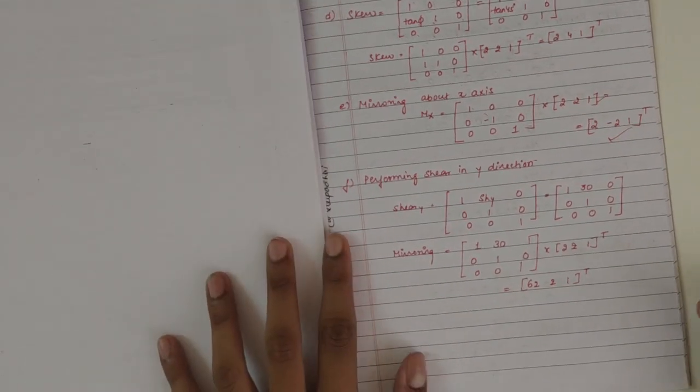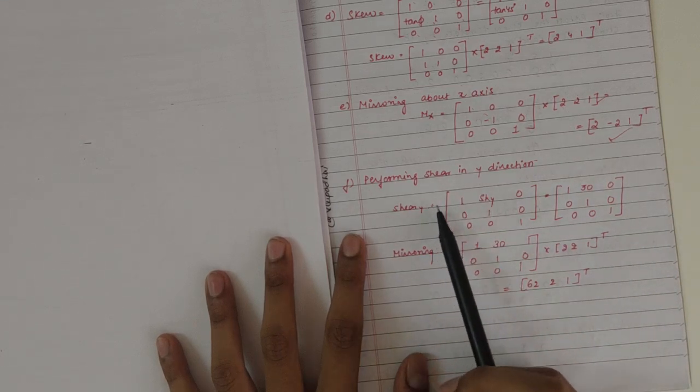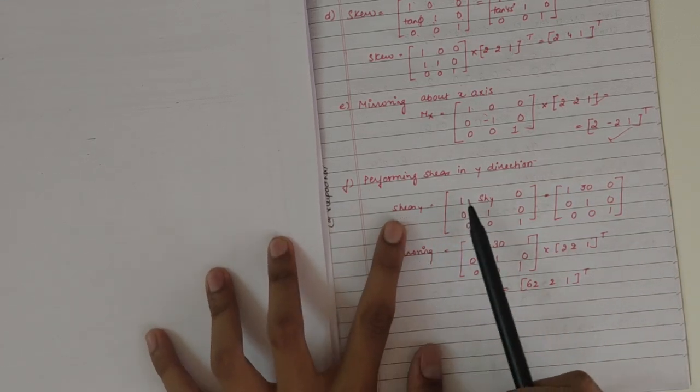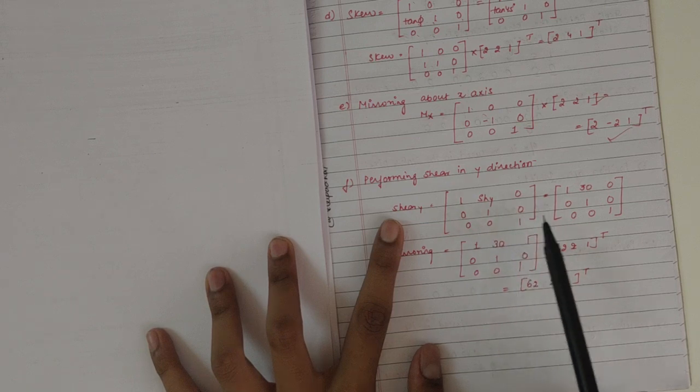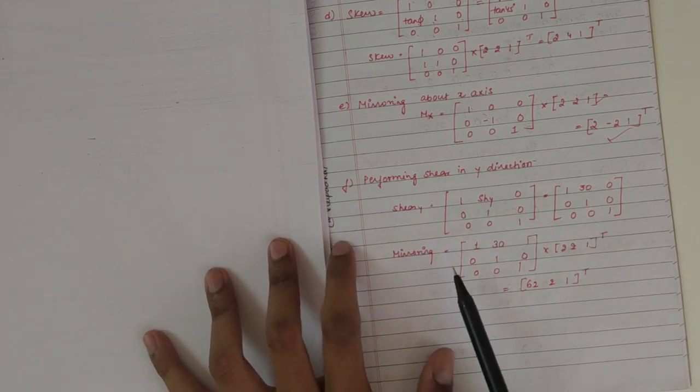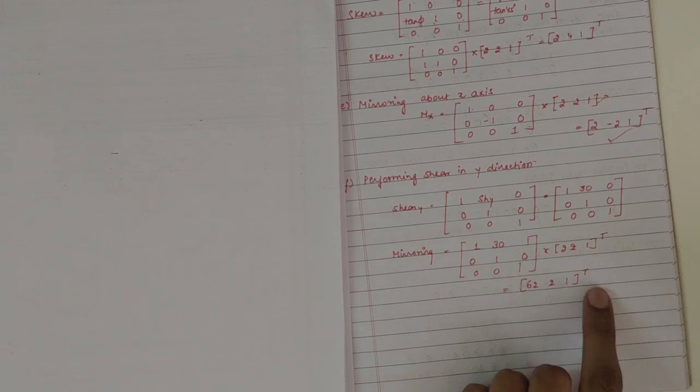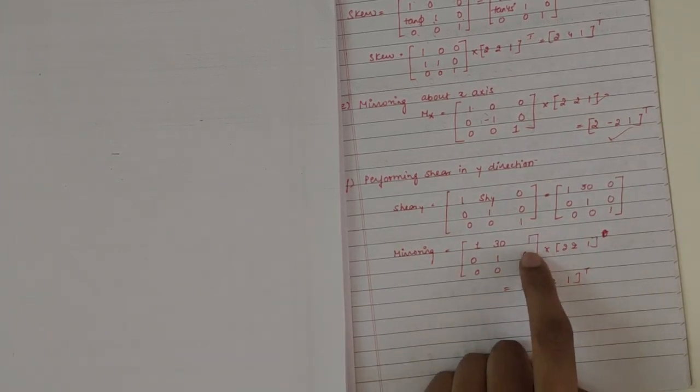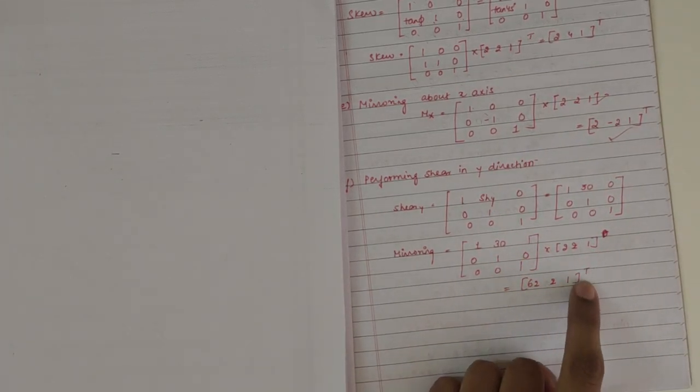Following that, we have shear in the y direction. For shearing in the y direction, the shear matrix will be [1 0 0; shy 1 0; 0 0 1]. Just put shy as 30. Then perform this operation on the original coordinates. You get [2 62 1] transpose.